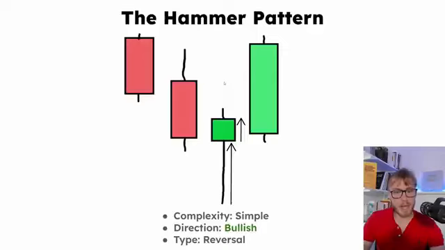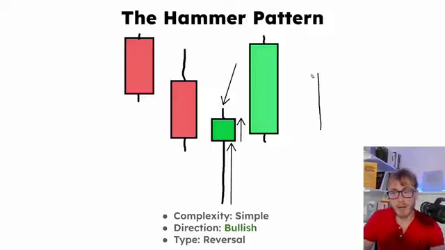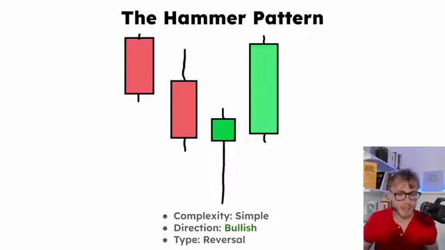Another thing about the hammer is that we want the upper wick right here to be preferably very small, or the best case scenario here is when we have pretty much no wick at all. So if we have a pattern that looks like this, and we have no wick, this right here is a perfect hammer.